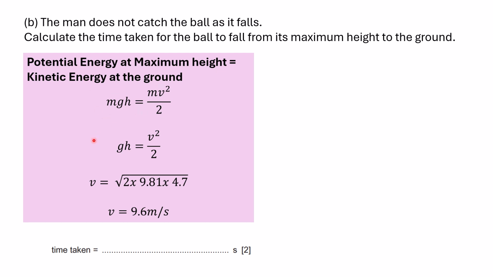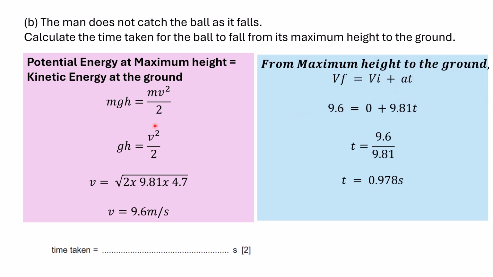Mass we can cancel, good thing because you don't have the value of the mass. Then we can do substitution, and the velocity the ball hits the ground is 9.6 meters per second. The next step is this one.